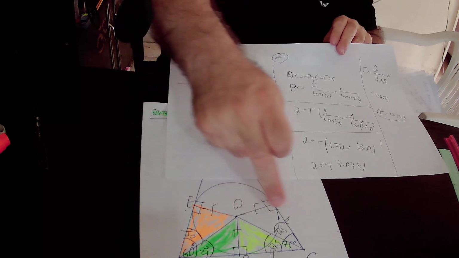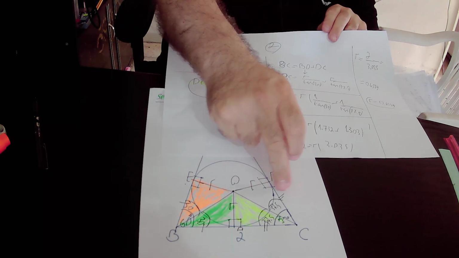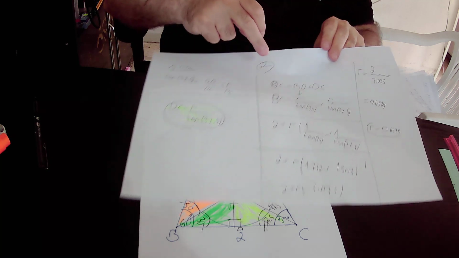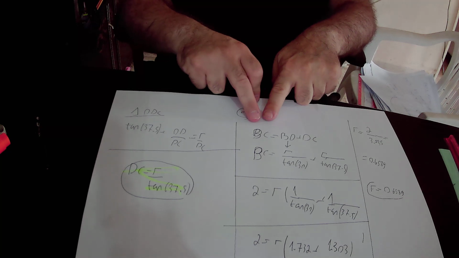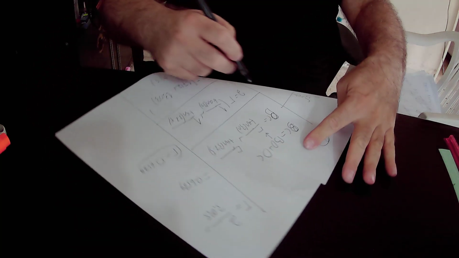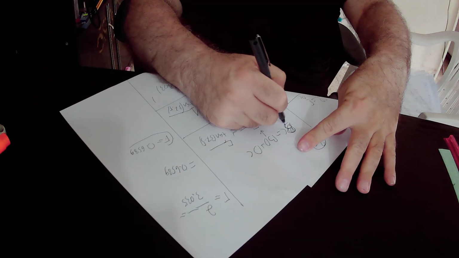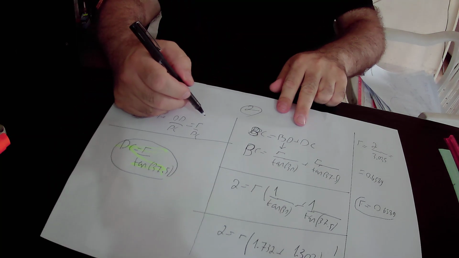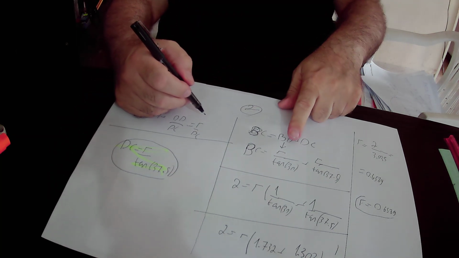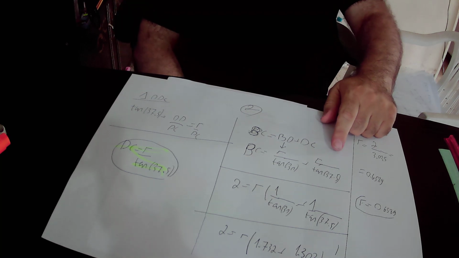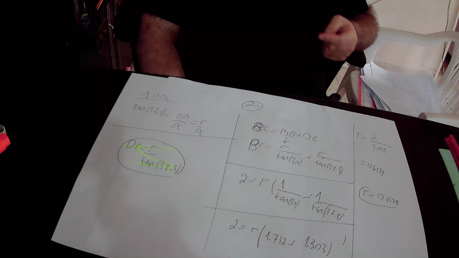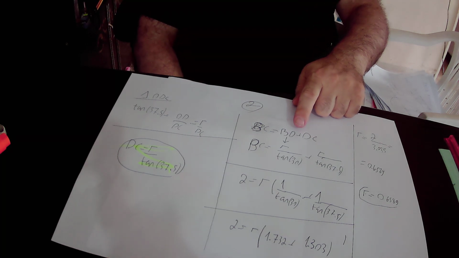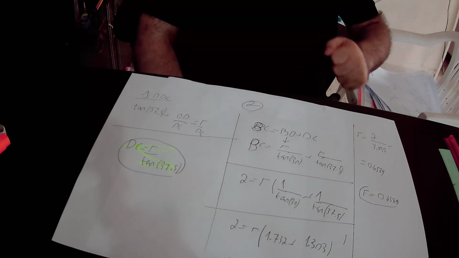What is the value of BC? BC equals BD plus DC. BD equals R over tan 30 degrees, and DC equals R over tan 37.5 degrees. We took R as a common factor, and we got this expression.